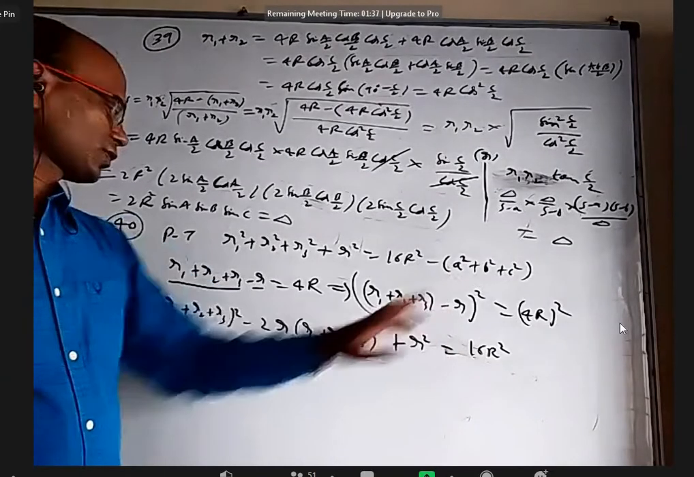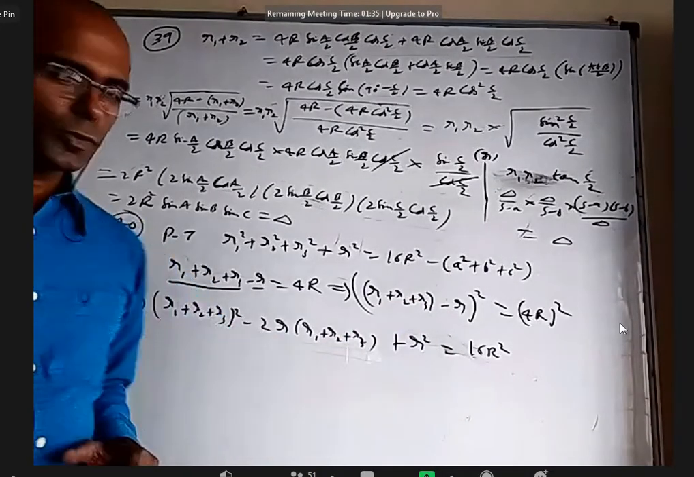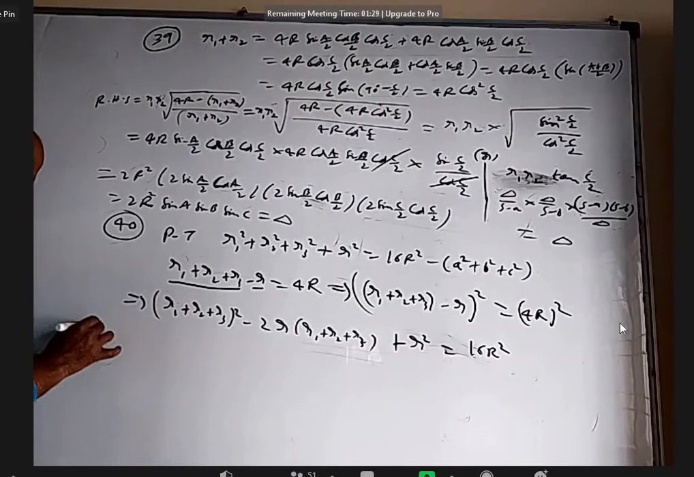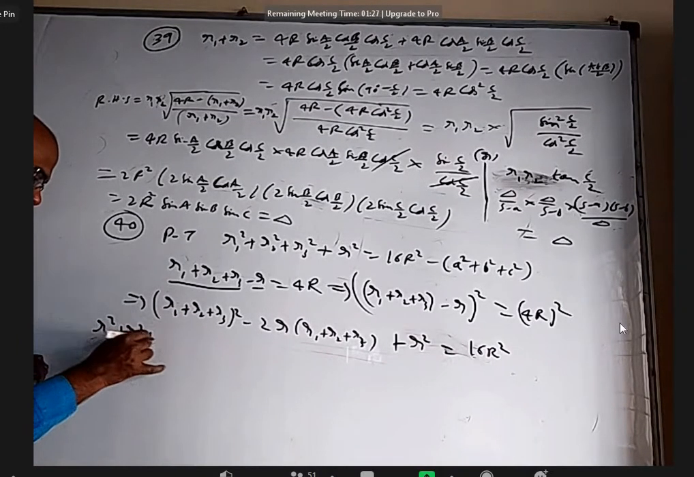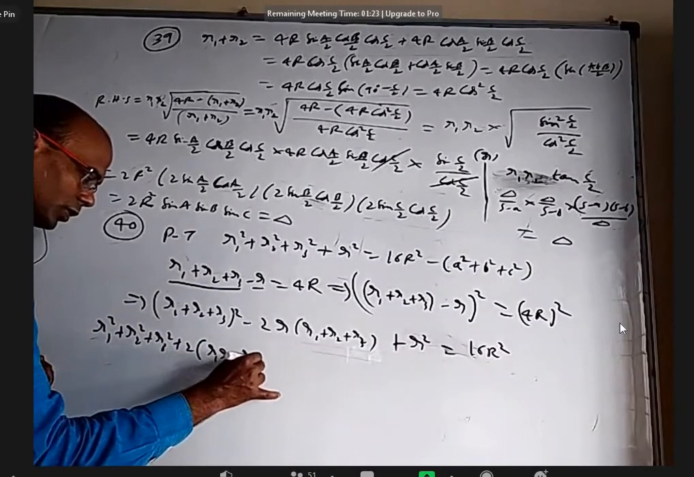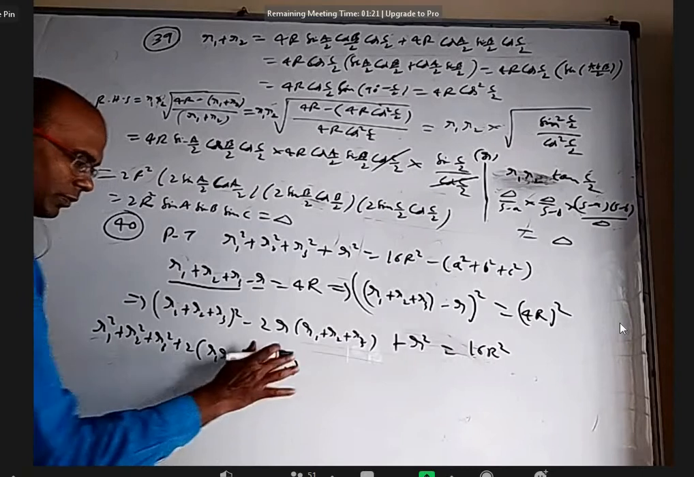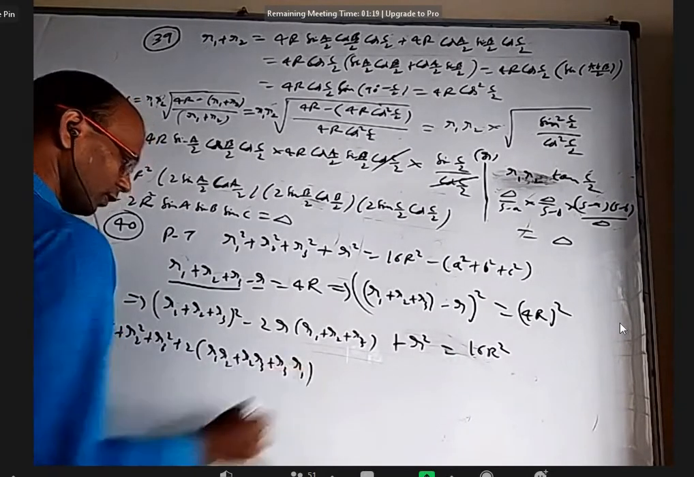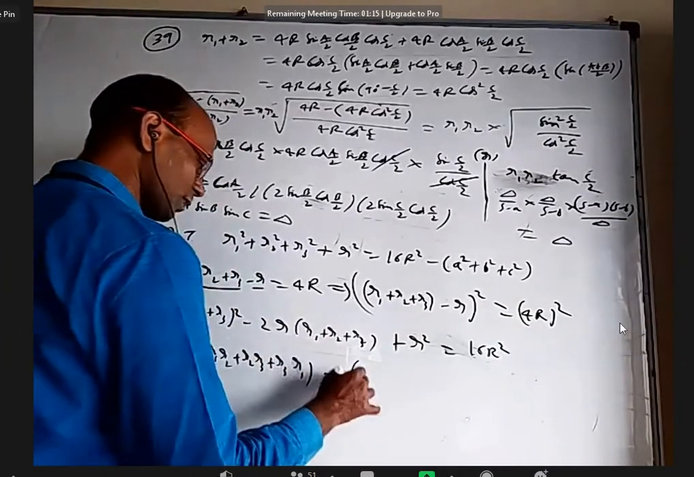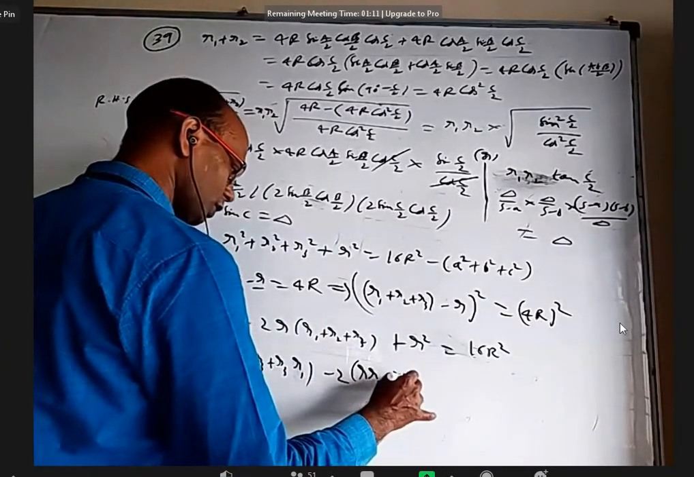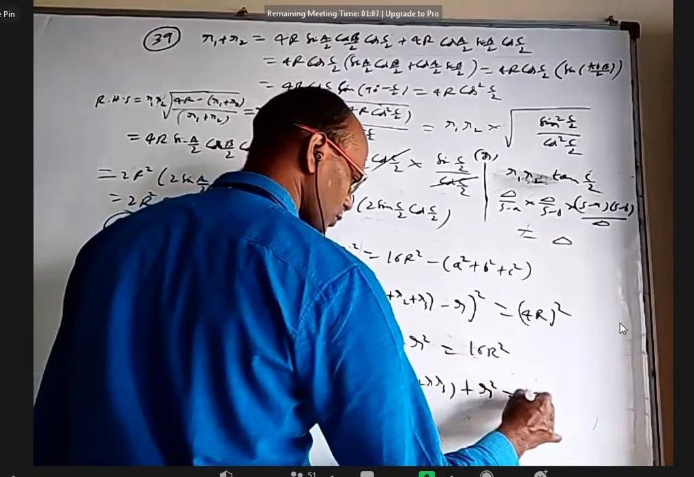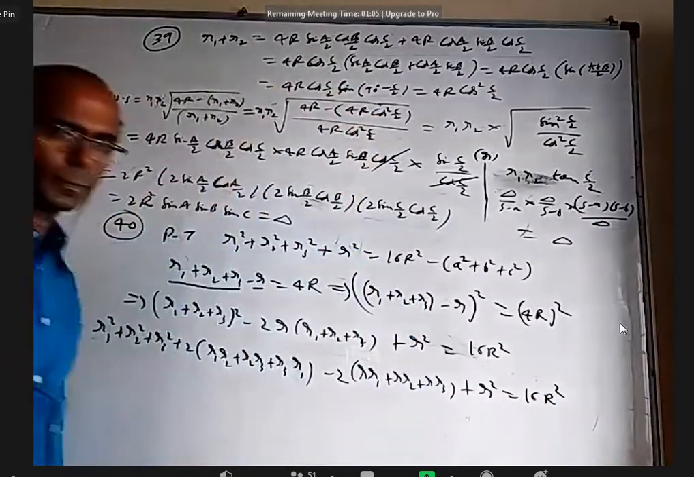Okay, A minus B whole square is A square minus 2AB plus B square. Now, if you expand this further, you will get R1 square plus R2 square plus R3 square plus 2 times R1R2 plus R2R3 plus R3R1, minus this is there. I will take r inside purposely: rR1, rR2 and rR3, plus r square equal to 16 r square.